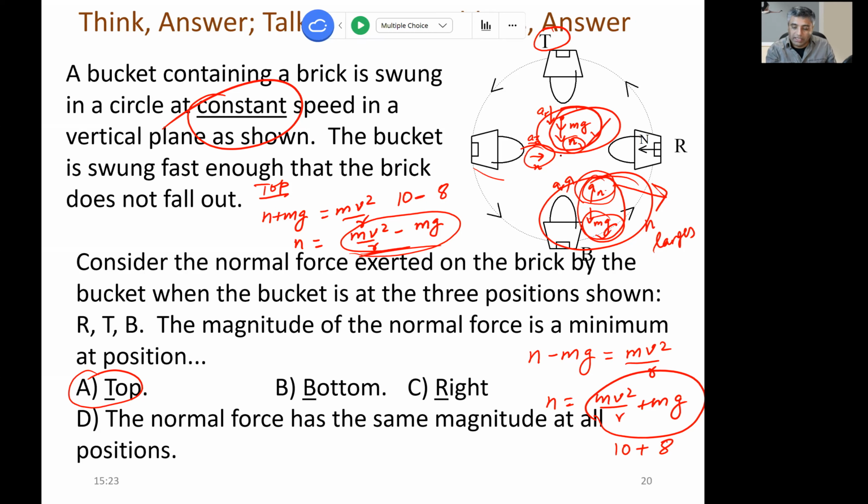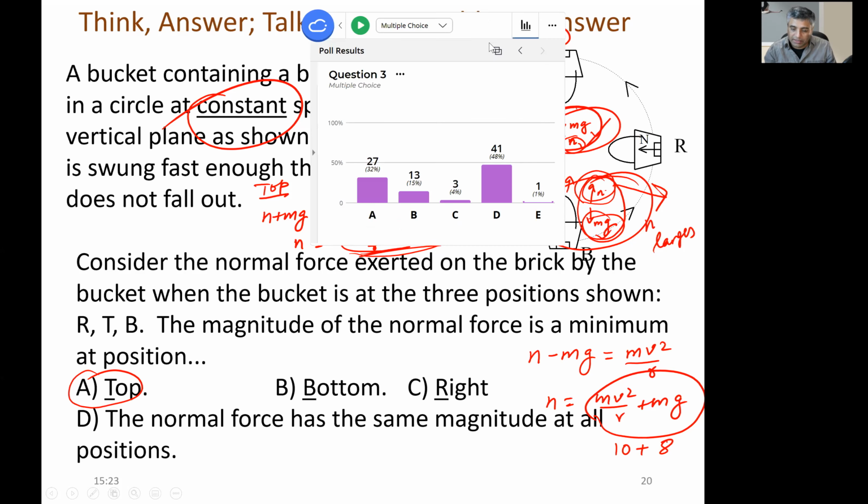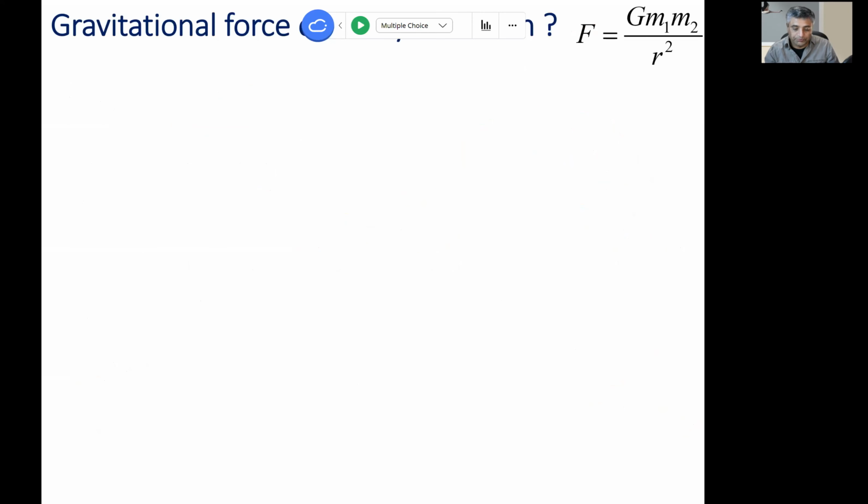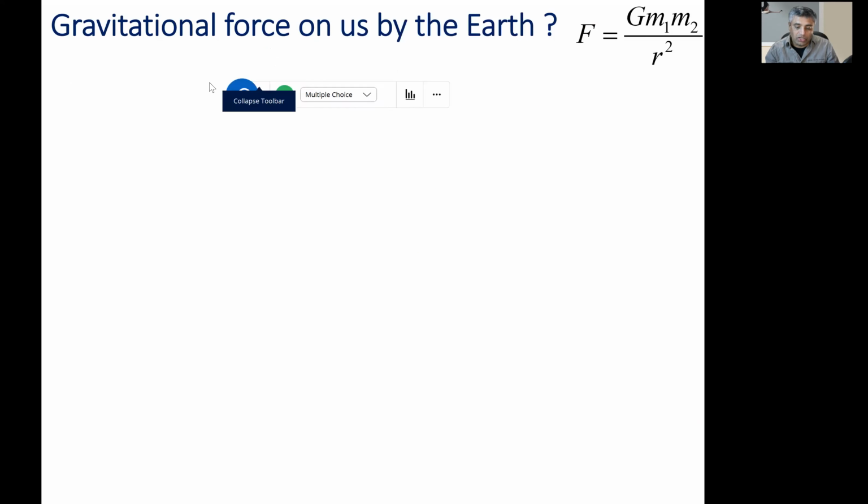And over here, that would be just mv squared over r. mg is not playing a role on the side. So anyway, A is the correct answer in this case. So it always helps to make a free body diagram and think from there. It's not the easiest question, but it's doable though. Okay, so circular motion.